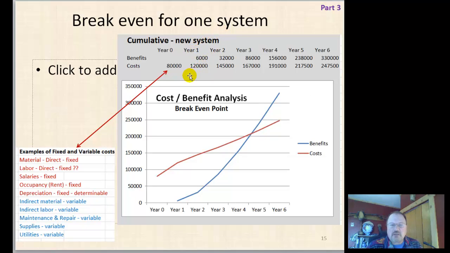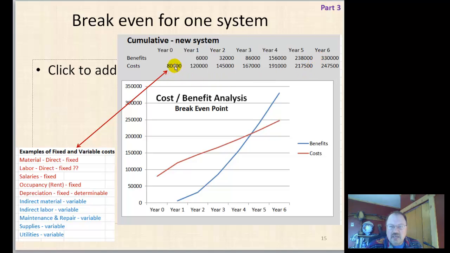Now this really goes back to what you're going to see in the assignment. Okay, we're doing a cost-benefit analysis. So we're looking at cumulative benefits of year 0. There's no benefit. Okay, year 1, 6,000, 3286, and so on to 330,000.